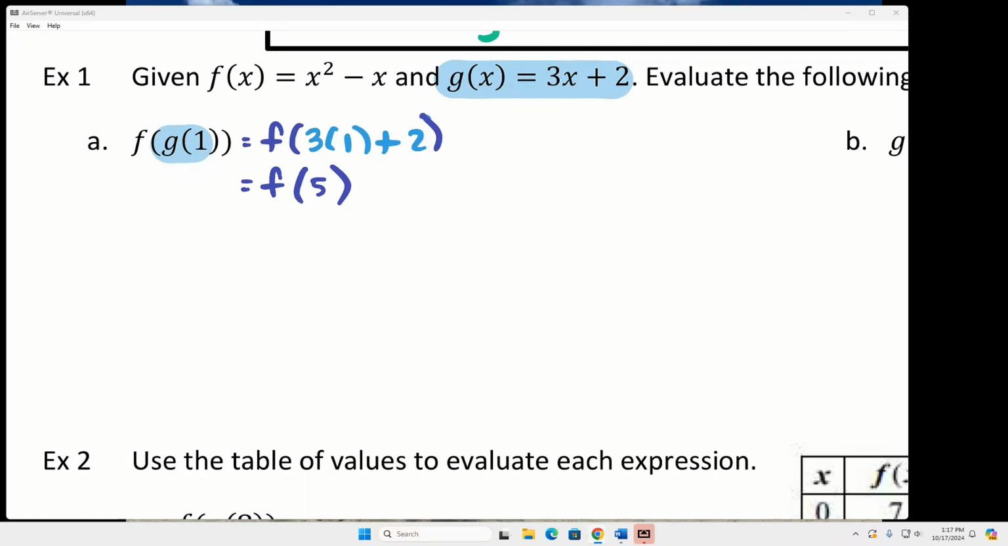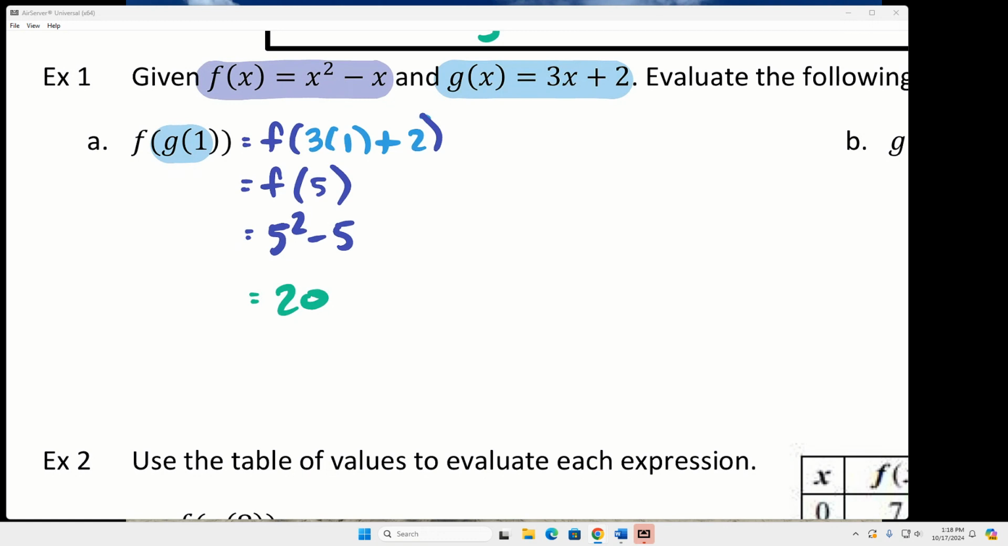Alright, so then we have f of 5. F of 5 means we just go to the f function, and in the place of x, we're going to put in 5. So instead of x squared minus x, we're going to do 5 squared minus 5. What is 5 squared minus 5? 20. That's it. So just start on the inside and work your way out.